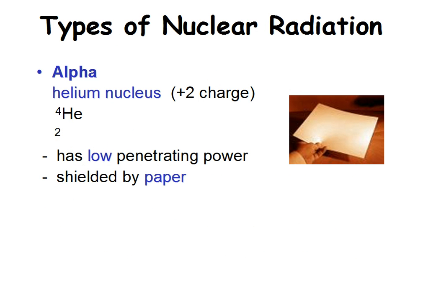What we're going to focus on in this video is three types of nuclear radiation, and what are the differences and similarities between them. The first one we're going to look at is alpha radiation, and alpha radiation is basically a helium nucleus being emitted.